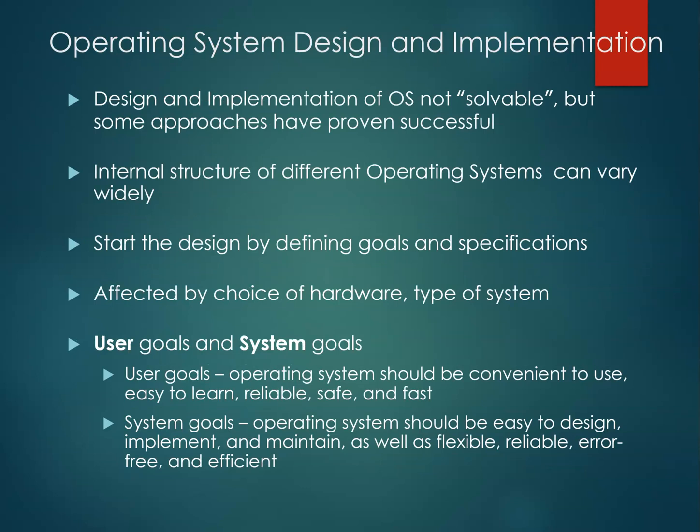The design and implementation of an OS is not solvable as a problem, but some approaches have proven successful. The internal structures of different operating systems can vary widely. You start the design by defining your goals and specifications, affected by choice of hardware, type of system, needs. User goals and system goals also weigh in. User goals: the operation should be convenient to use, easy to learn, reliable, safe, and fast. The system goals could include the operation should be easy to design, implement, and maintain, as well as flexible, reliable, error-free, and efficient, and ideally extensible.